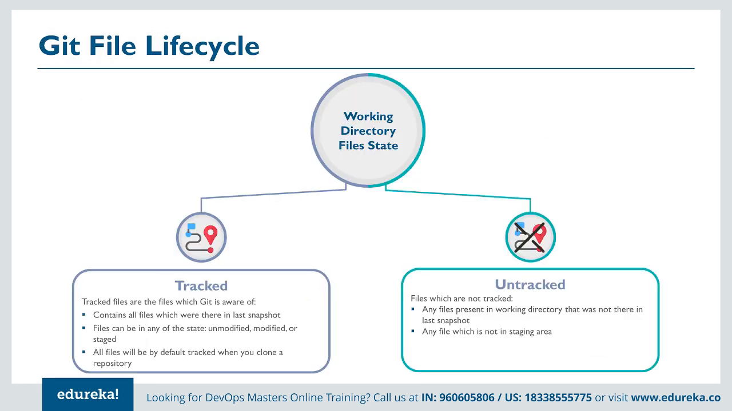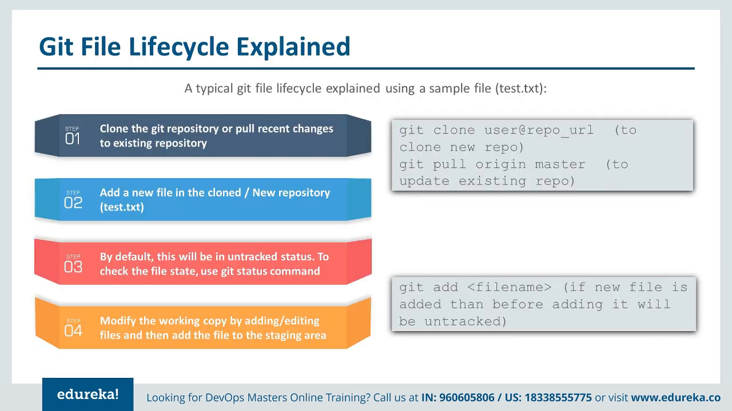Now each file in your working directory can be in one of two states, tracked or untracked. The tracked files are files that were in the last snapshot. They can be unmodified, modified, or staged. In short, tracked files are files that Git knows about, while the untracked files are ones that Git has no knowledge about and they were not there when the last snapshot was taken. Now let's look at the Git lifecycle.